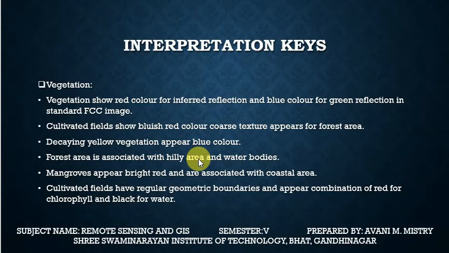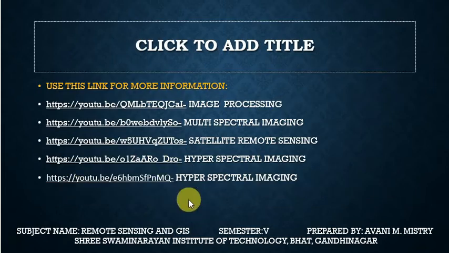Mangroves appear bright red and are associated with the coastal areas. Cultivated fields have regular geometrical boundaries and appear as a combination of red for chlorophyll and black for water.